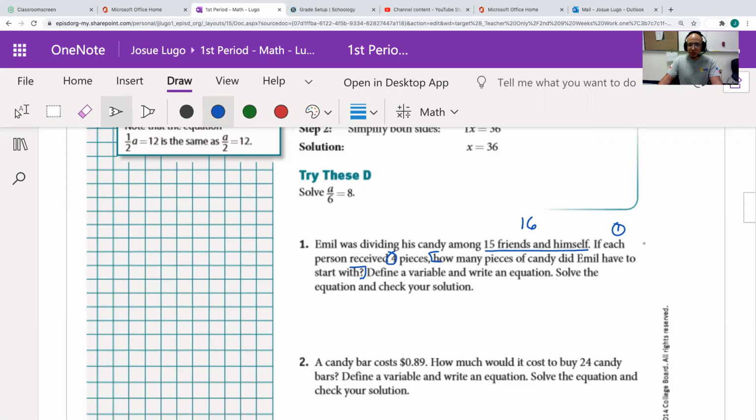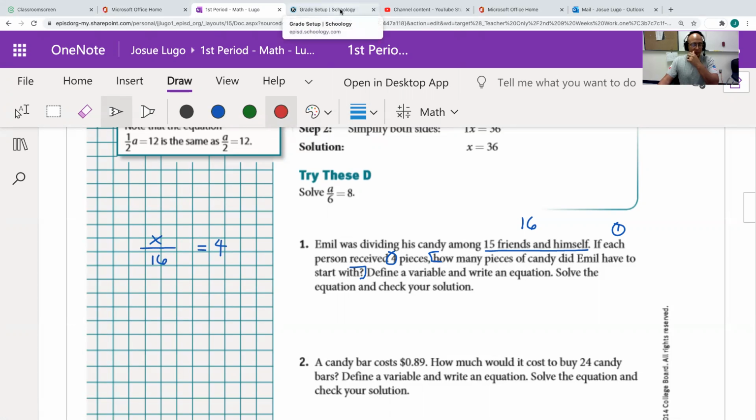We know that each person is going to end up with 4 pieces of candy, correct? So I'm going to make my whole equation equal to 4 because that's how many pieces each person is going to end up with, right? We don't know how many pieces they're going to start with. That is our variable. We don't know how many pieces of candy he started with, but we know that we are going to divide all those pieces among the 16 people. That is my equation.